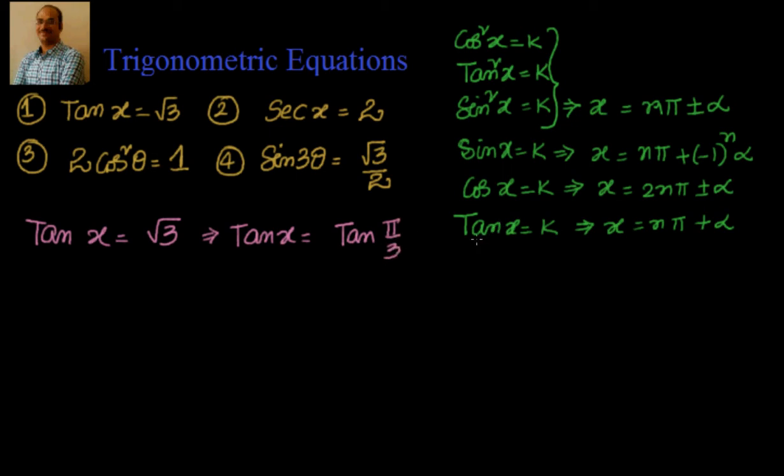Now see here, if tan of x equal to k, what is the value of x? X is nothing but equal to n pi plus alpha. Alpha is nothing but pi by 3 here. So we'll have n pi plus pi by 3. Now what is the principal solution here? Principal solution is pi by 3.